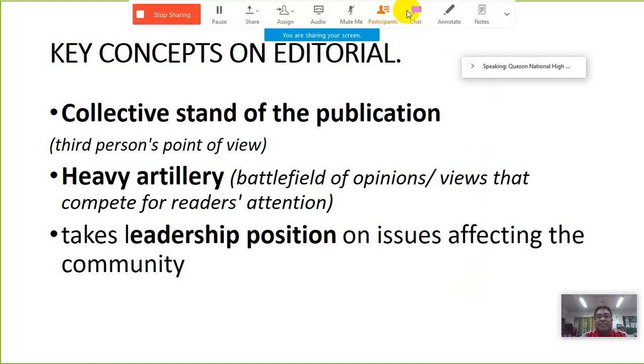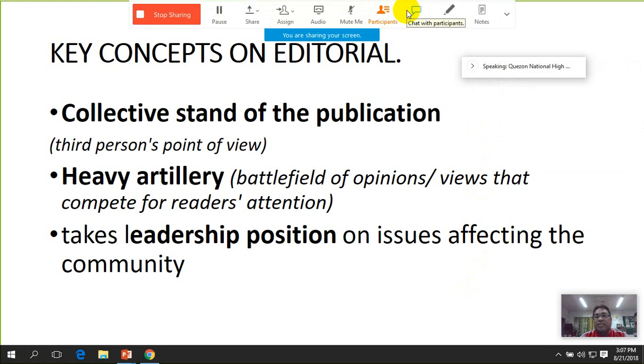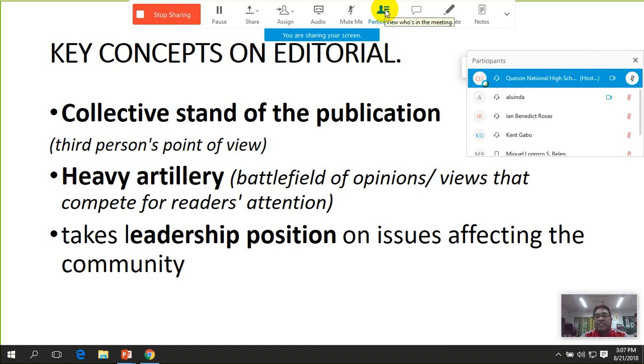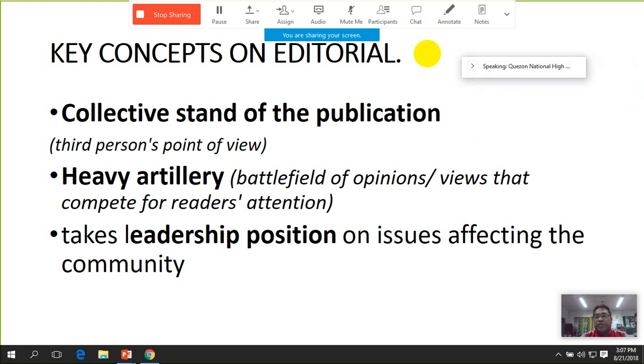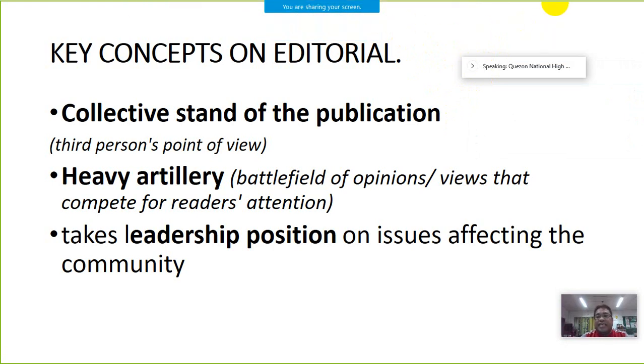So second, editorial is a heavy artillery. Why? Specifically, if we talk of the editorial page as a whole, it's the battlefield of opinions and views that compete for the reader's attention. Even if you read the national dailies, the Manila Times, for example, you would note that the main editorial would be against the administration, but you would note that there are some columns there which are positive to the administration.